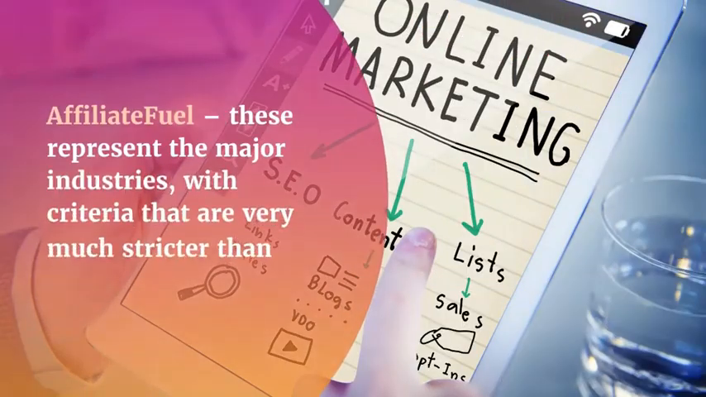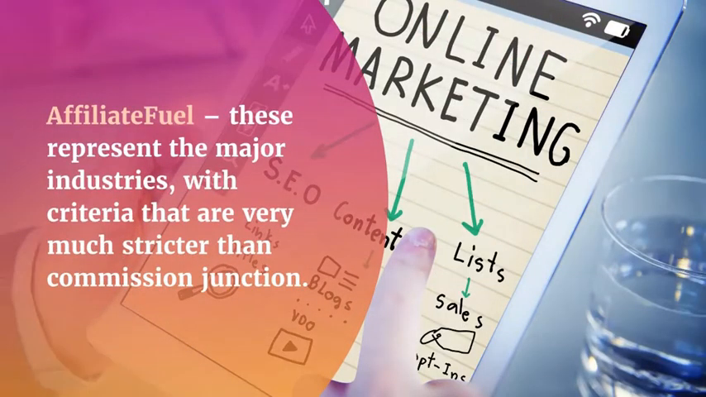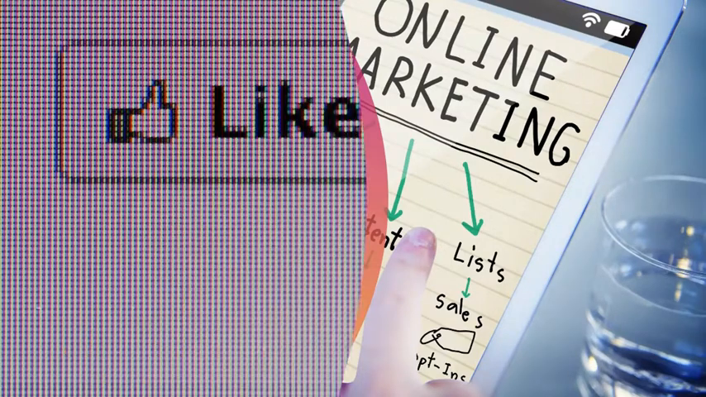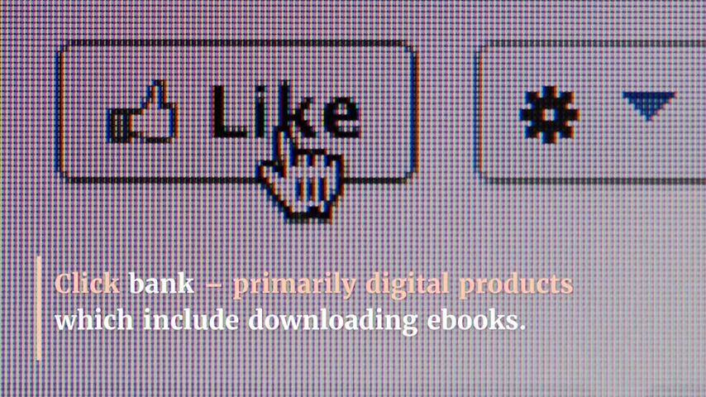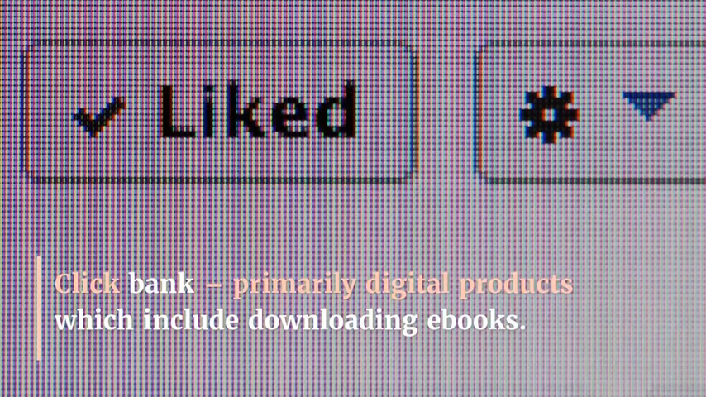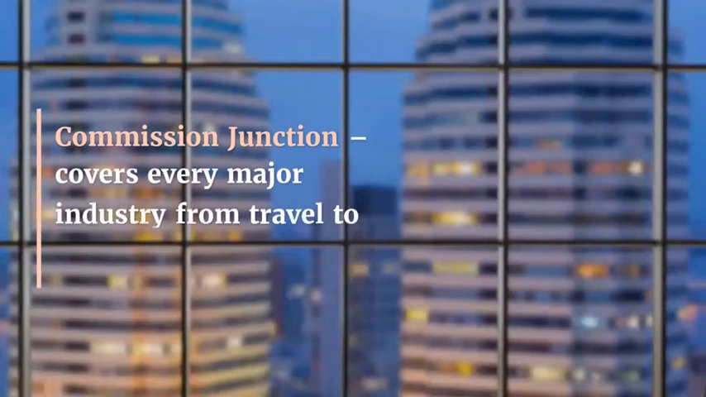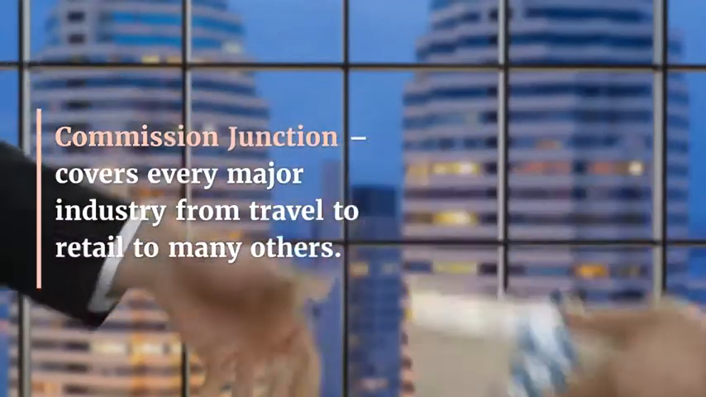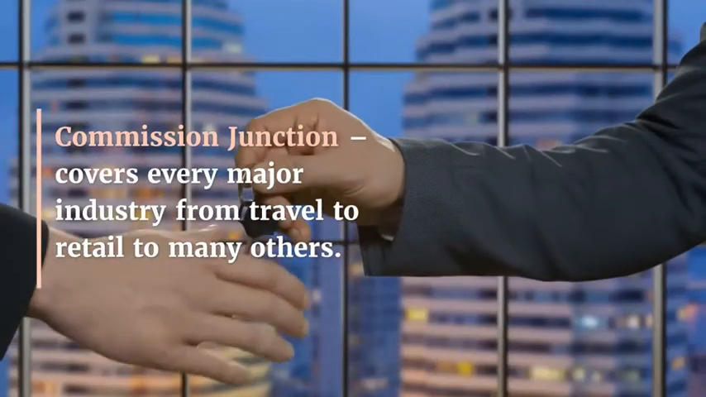Affiliate Fuel: these represent the major industries, with criteria that are very much stricter than Commission Junction. ClickBank: primarily digital products, which include downloading ebooks. Commission Junction covers every major industry from travel to retail to many others.